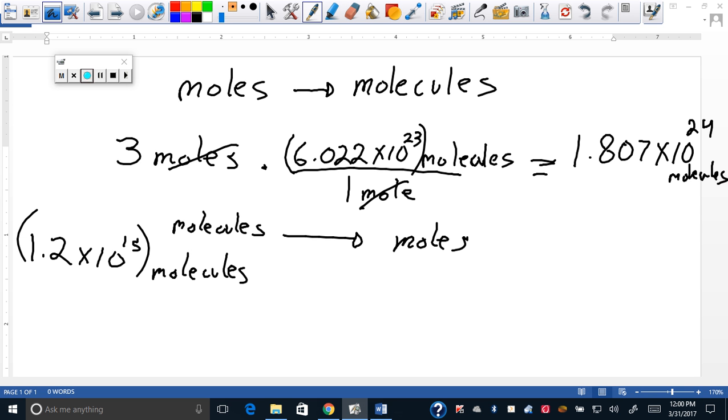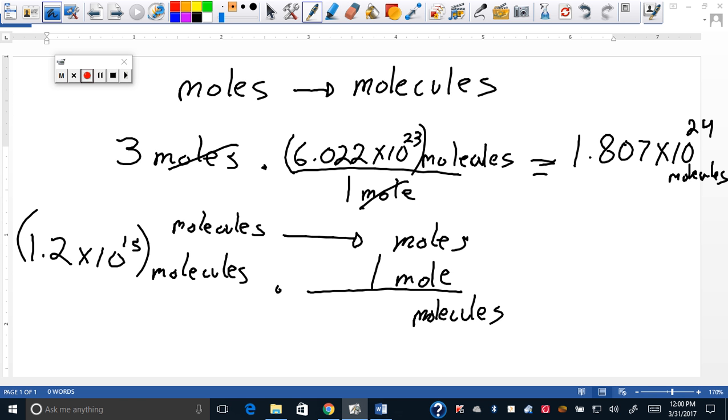Now, 6.02 times 10 to the 23 molecules is how many moles? 1. Now, I want to get rid of that word molecules, so where am I going to put the word molecules? The bottom. And I want to keep the word mole, so I'm going to put that on the top.